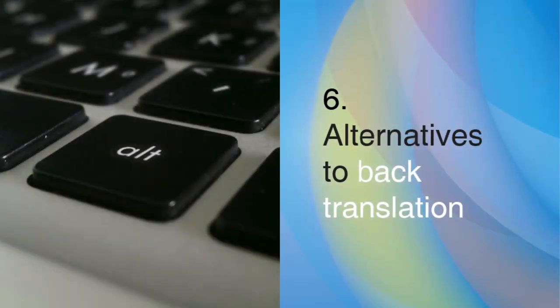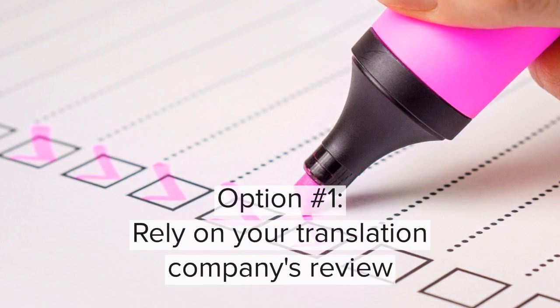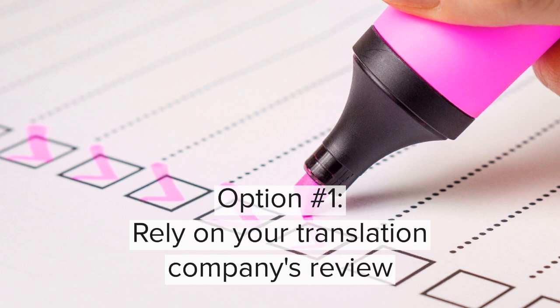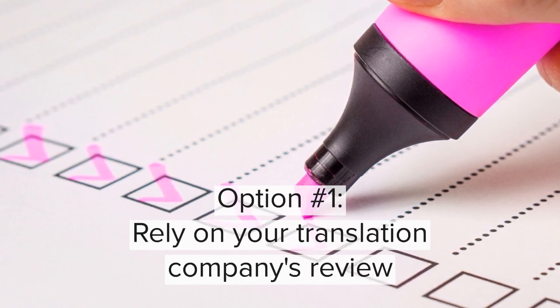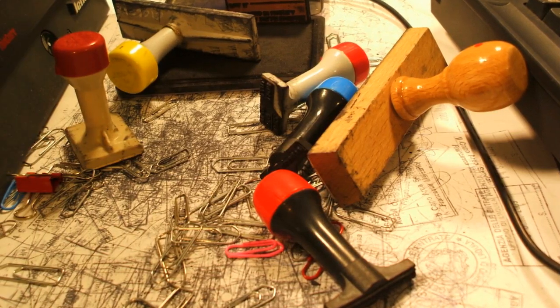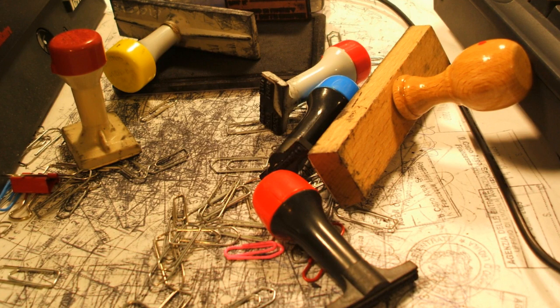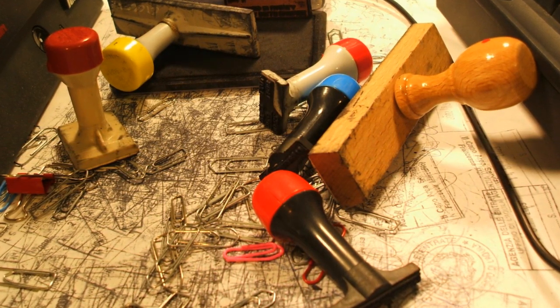Here are three other options to consider for your projects. Firstly, best practice in our field involves a two-step translation process, an initial translation by an accredited translator, followed by a full review of that translation by a second linguist. This means that translations you receive from a reputable translation company should already have been reviewed for accuracy. You may consider this sufficient for certain materials.